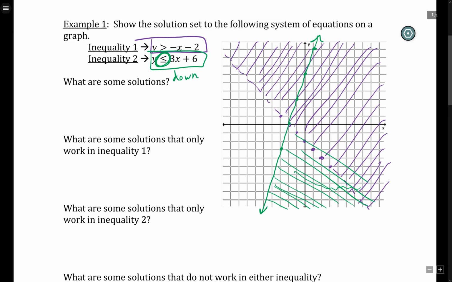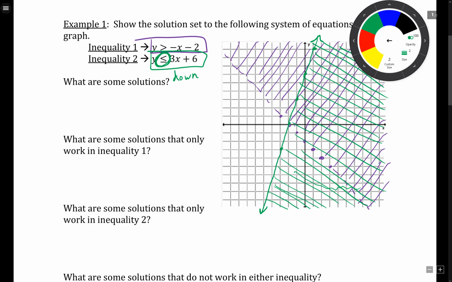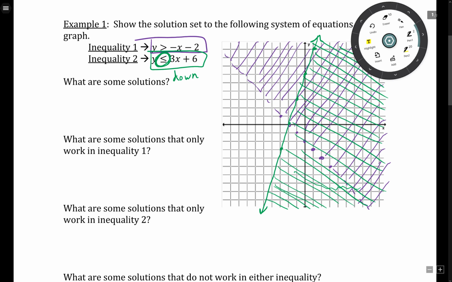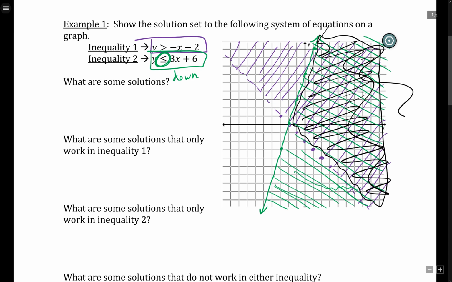Now, if you notice, we have some shading that overlaps here. And you might have guessed that the shading that overlaps is the shading of the area where points work in both equations. So let's take a look at this. I'll highlight it in black. This area right here that I'm highlighting in black. This is the double shaded area. This is an area where points work in both equations.